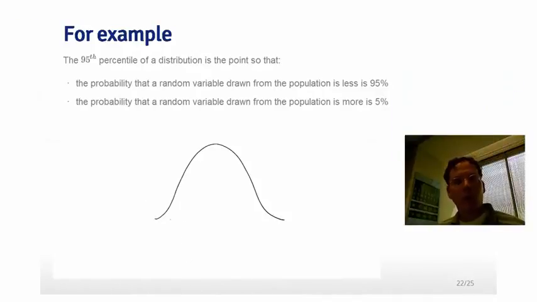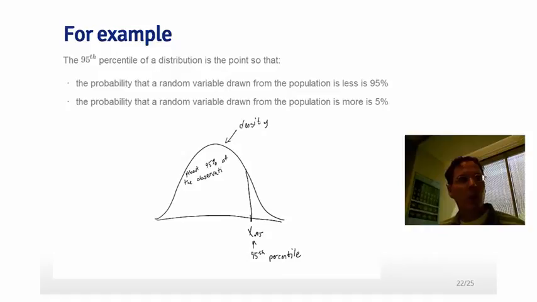We're going to use quantiles a lot, so it's worth reinforcing this point. The 95th percentile of a population distribution is the point such that the probability a random variable drawn from that population is less than that value is 95%, and the probability that a random variable drawn from that population is more is 5%.